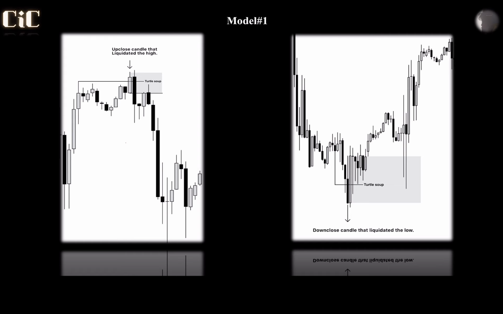So a bearish model number one is an up close candle that liquidated the high. You enter at the low, stop loss at the high, and you let it dump. And vice versa. A bullish model number one is the thick down close candle that liquidated the low. You close above it, and then you use that single candle as a sensitive price point to enter.